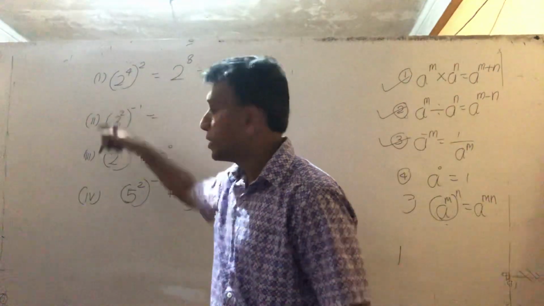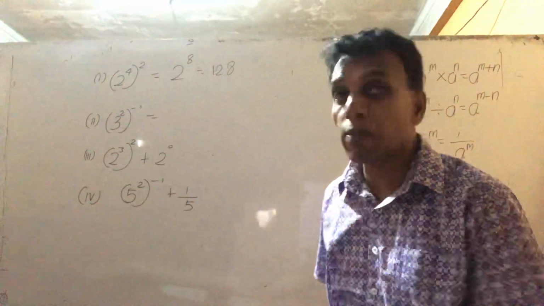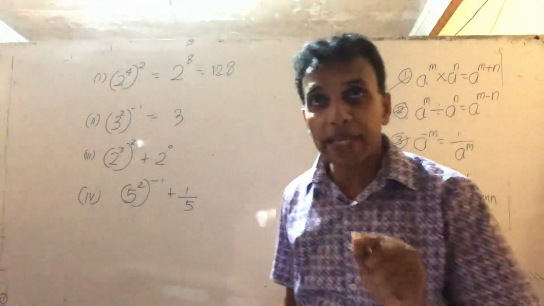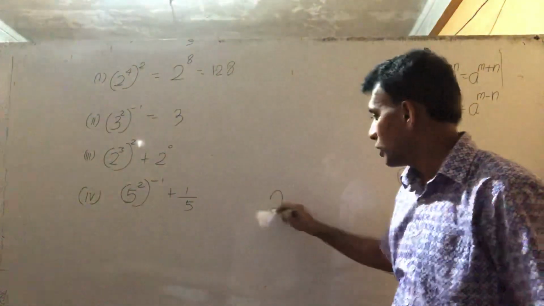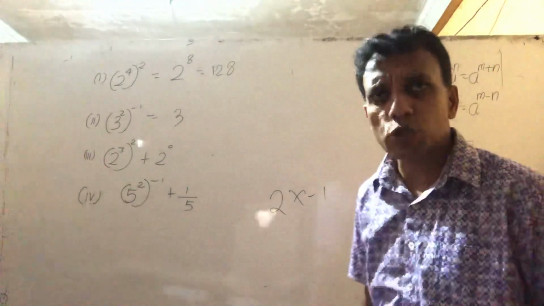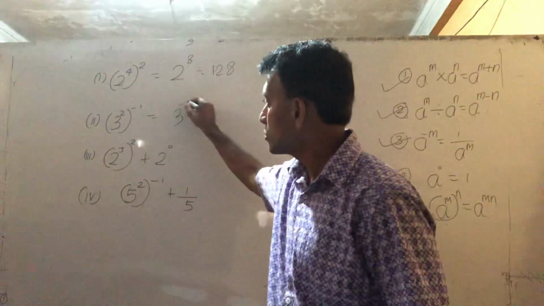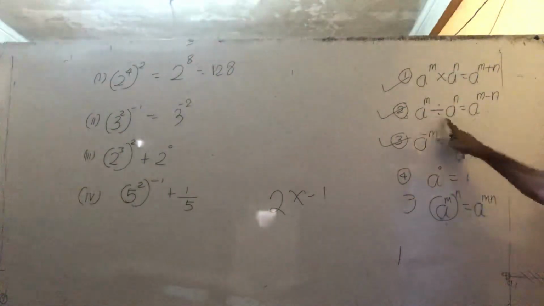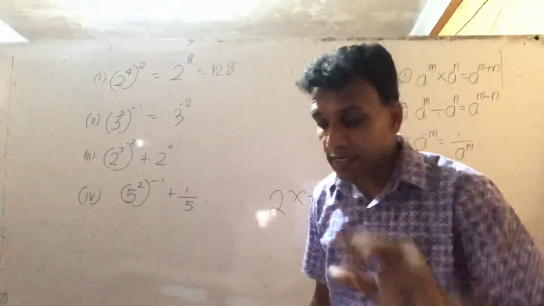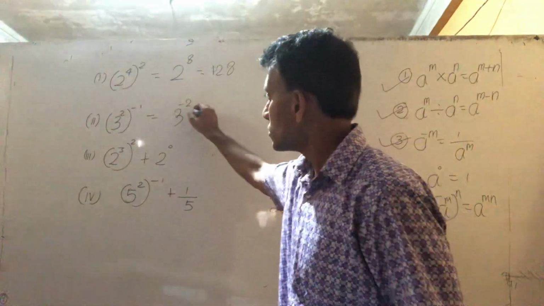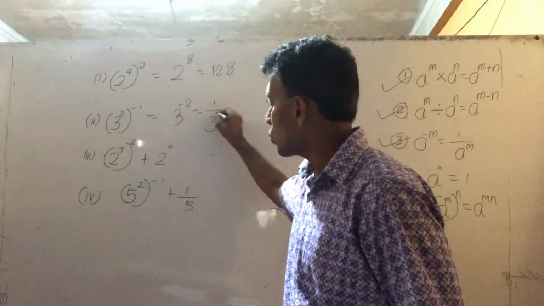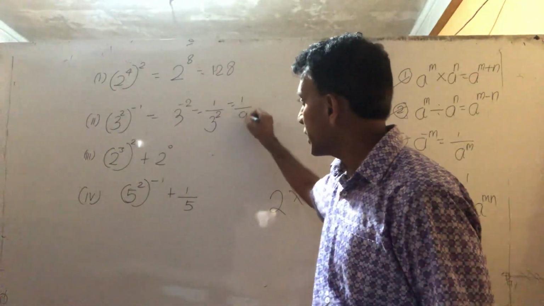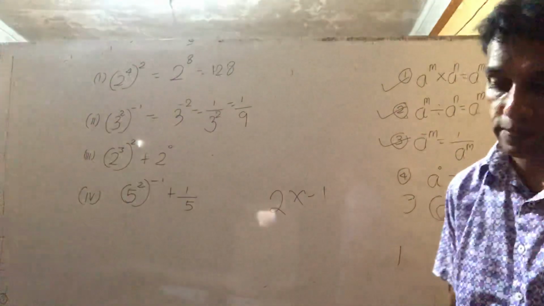Same idea here. 3 squared, totally to the power minus 1. So what is that? Power of a power means multiplication. 2 multiplied by minus 1 is minus 2. Now not only this rule, you know the negative rule, minus power. If the power is minus, take the reciprocal. 1 over 3 squared. What is that? The answer is 1 over 9.